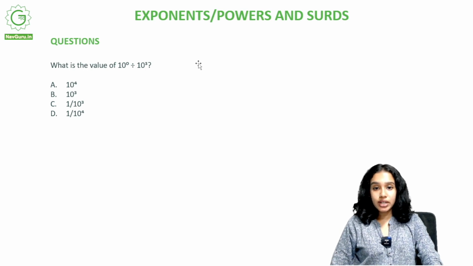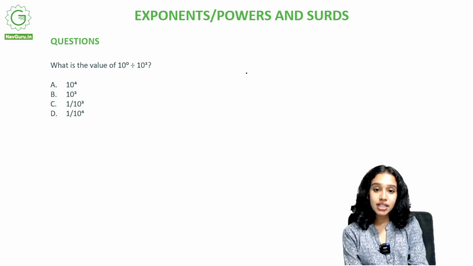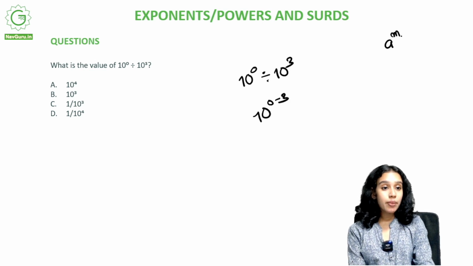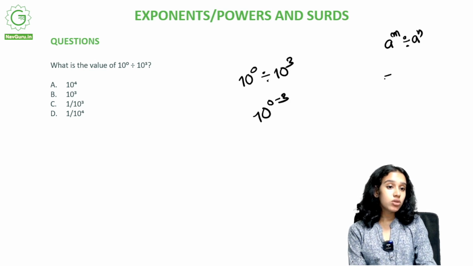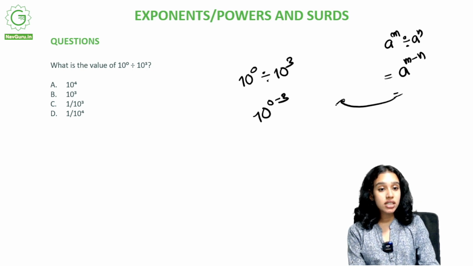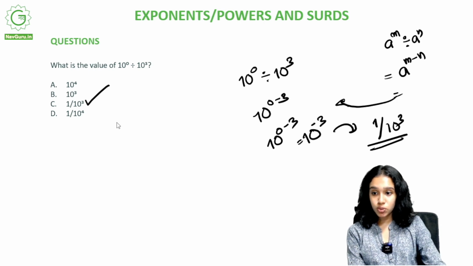What is the value of 10 raised to 0 divided by 10 raised to 3? It's nothing. 10 raised to 0 divided by 10 raised to 3 is 10 raised to 0 minus 3. According to what rule? a raised to m divided by a raised to n is equal to a raised to m minus n. So let's use it here. 10 raised to 0 minus 3 is 10 raised to minus 3, which means that it's 1 by 10 cube. So the answer is 1 by 10 cube.